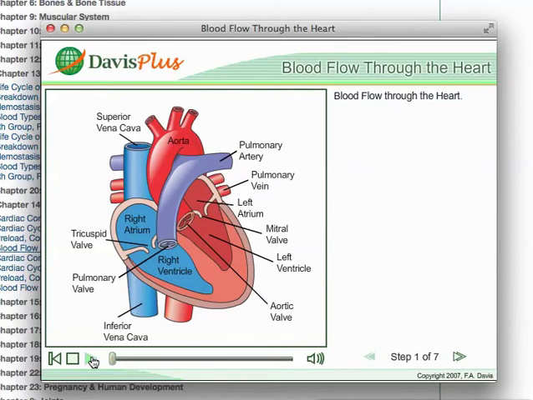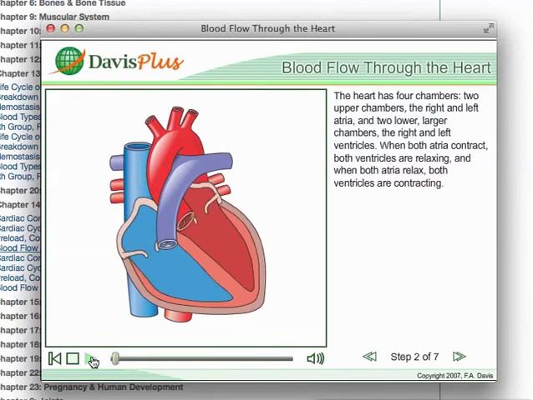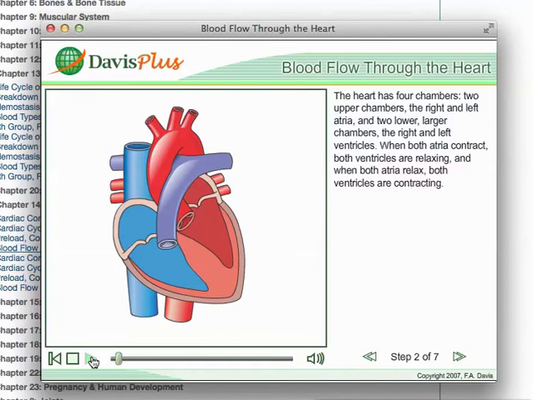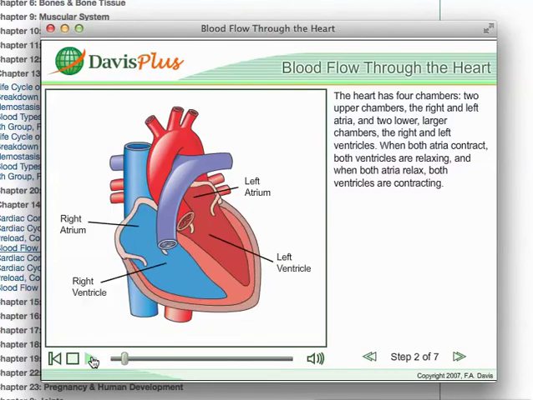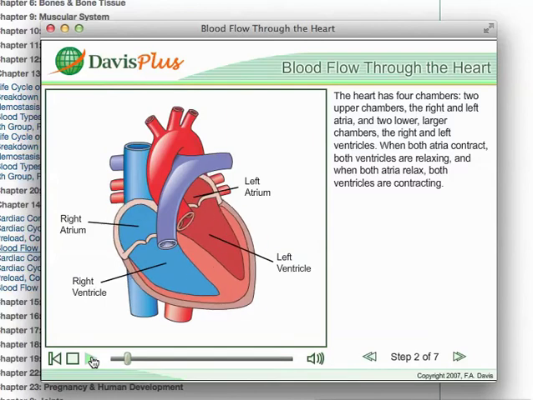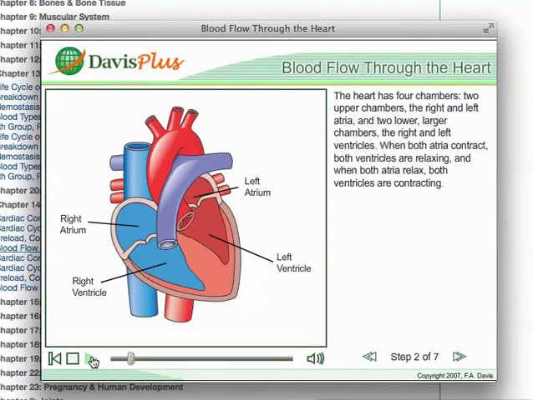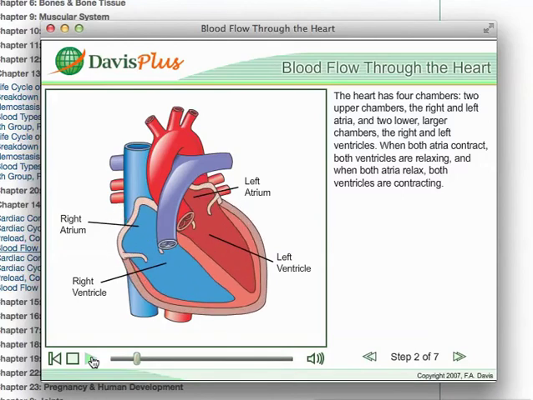Blood flow through the heart. The heart has 4 chambers, 2 upper chambers, the right and left atria, and 2 lower, larger chambers, the right and left ventricles. When both atria contract, both ventricles are relaxing, and when both atria relax, both ventricles are contracting.